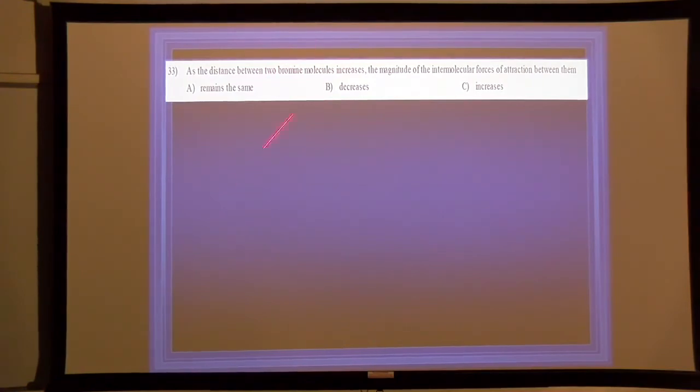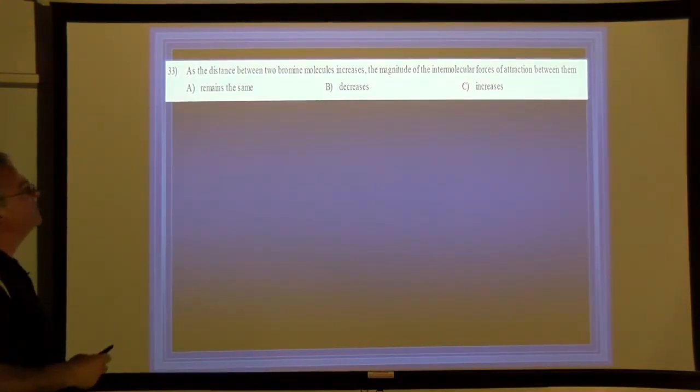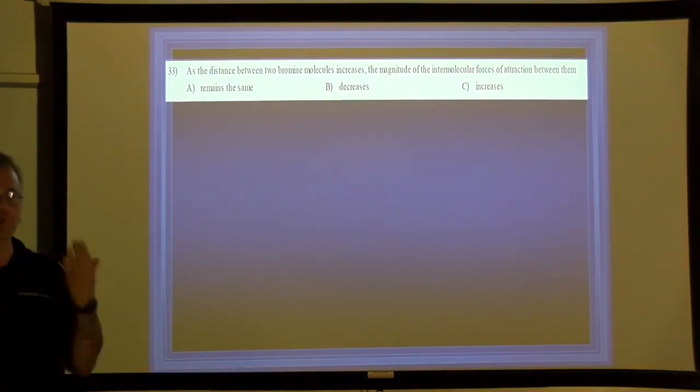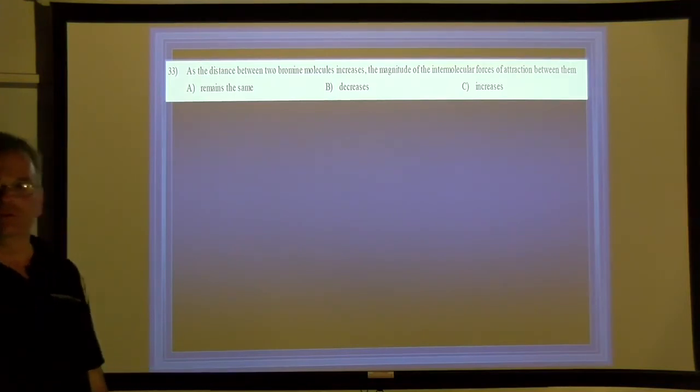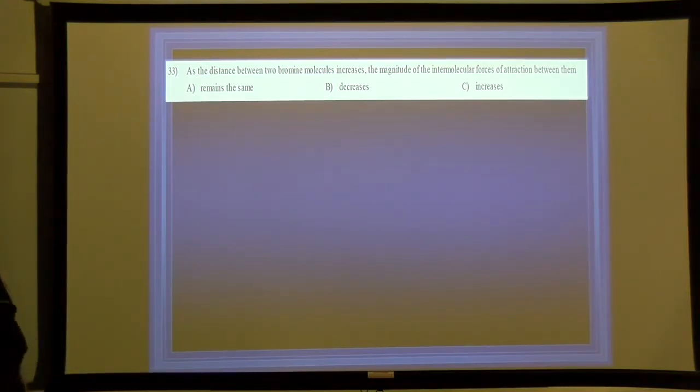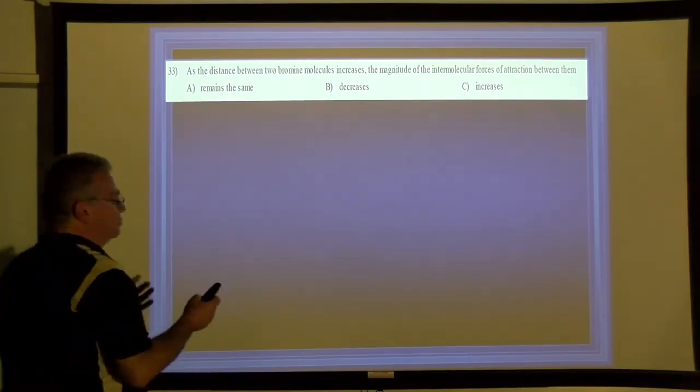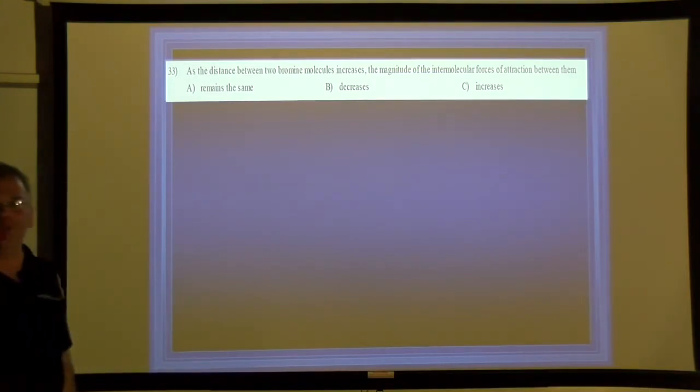Like two bromine molecules, as the distance between the two bromine molecules increases, that means they get further apart, what happens to the intermolecular forces? Do they increase or decrease? They decrease, right? Because it only plays a major role if they get really close, because they're not polar molecules.